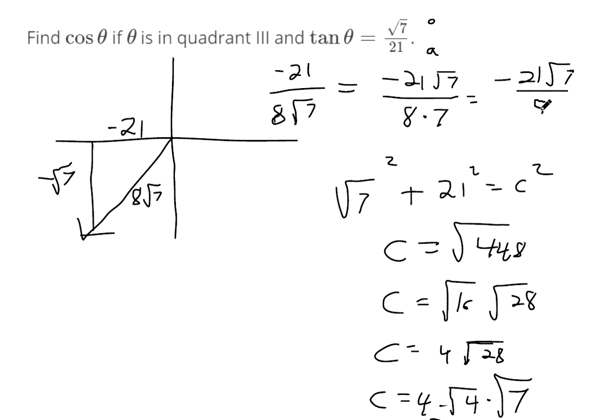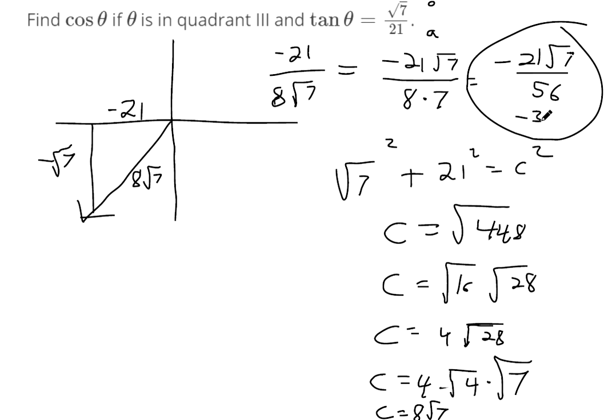There's our simplified answer, I think. Yeah. No, it's not simplified. I forgot basic arithmetic. The top is divisible by 7 and the bottom is too. So that's negative 3 square root of 7 over 8. You divide 56 by 7. There's your simplified answer.